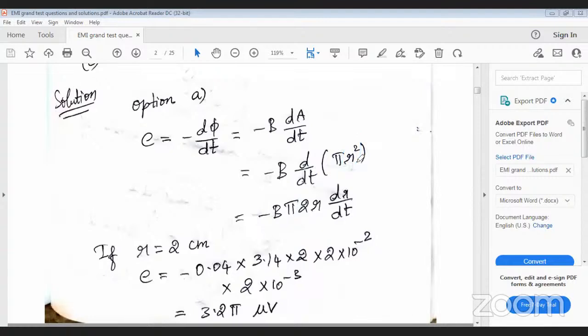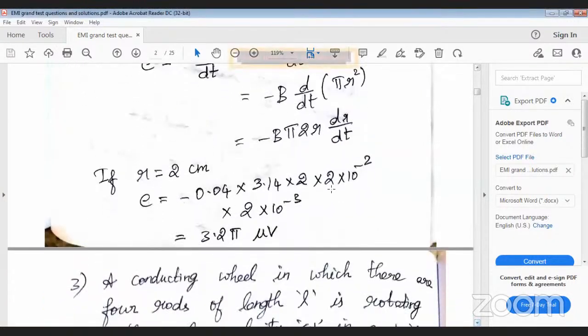They have given that in the question itself. So the radius is shrinking at a particular rate. When you differentiate r squared with respect to time, you get 2r into dr by dt. Then you have to find the EMF at 2 centimeter radius. For the EMF you have all the values, so you can substitute all the known values and find the EMF.